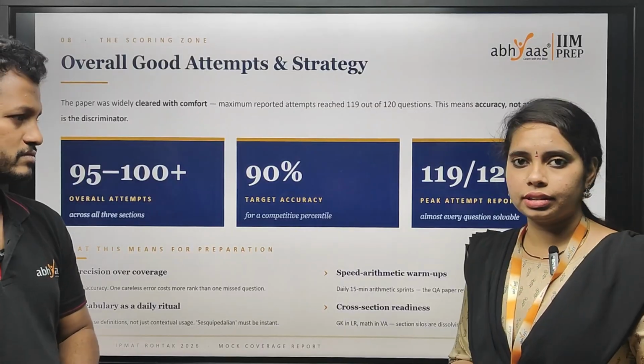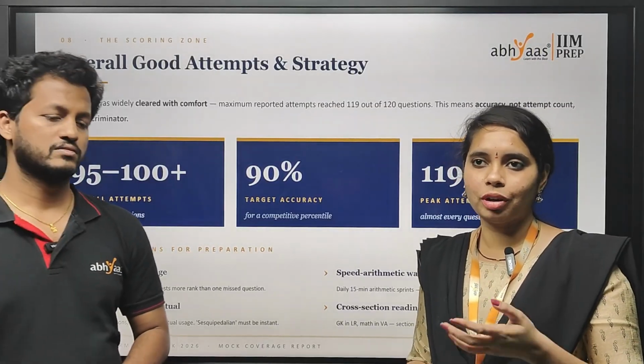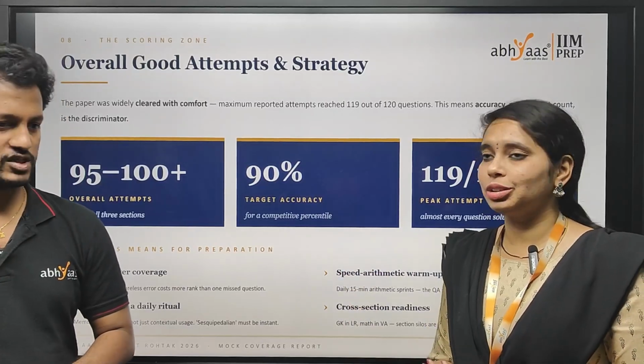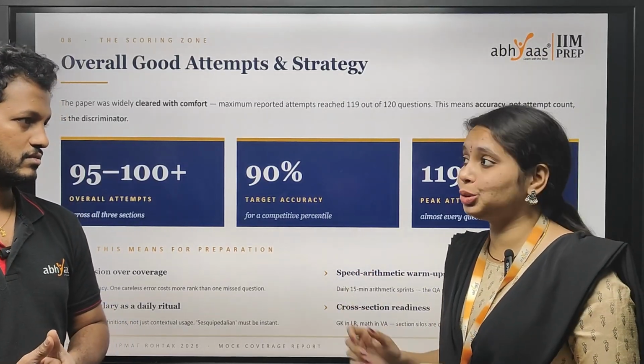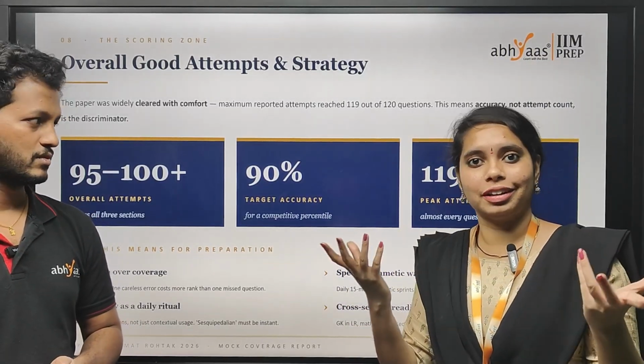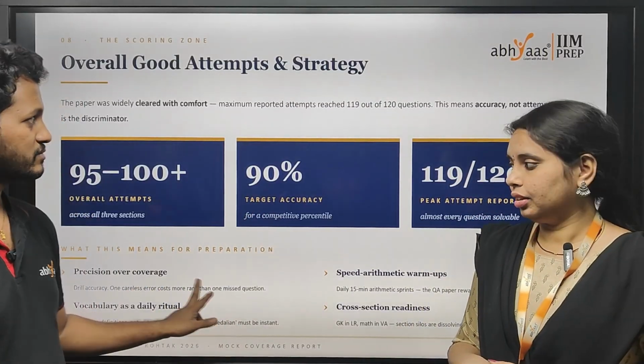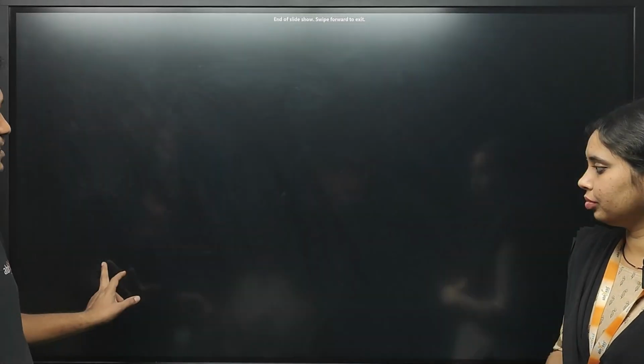See, guys, because the paper is easy, the number of attempts would have definitely risen for many of these students. That is why we are saying that accuracy is what would be the discriminator this year. That comes only with more practice. So this is the cutoff that is expected.